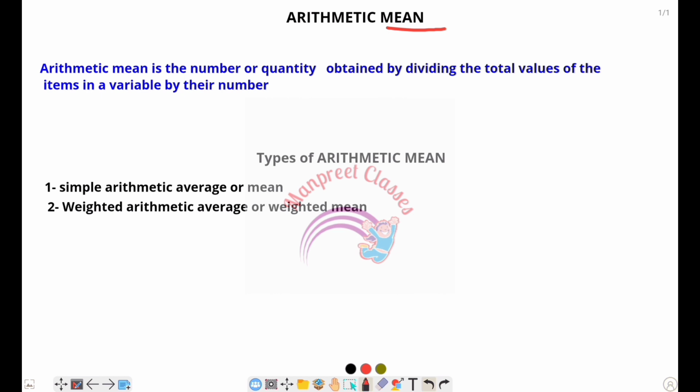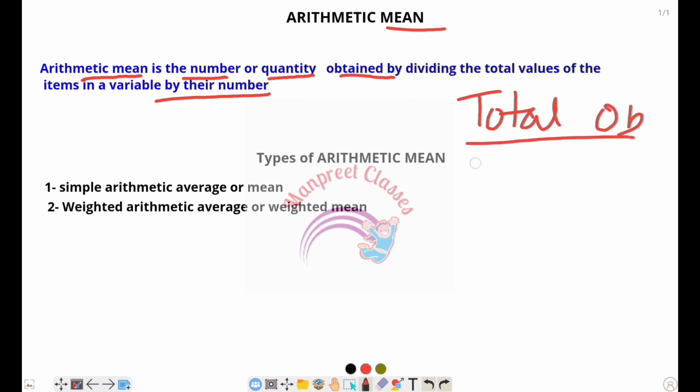So what is arithmetic mean? Arithmetic mean is the number or quantity obtained by dividing the total values of the given items in a variable by their numbers. Now how do we understand what is arithmetic mean? Simply, total of observations divided by number of observations.